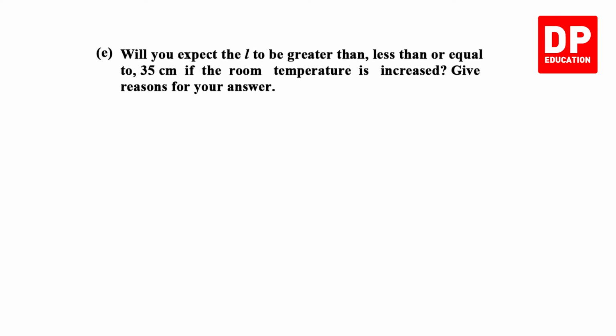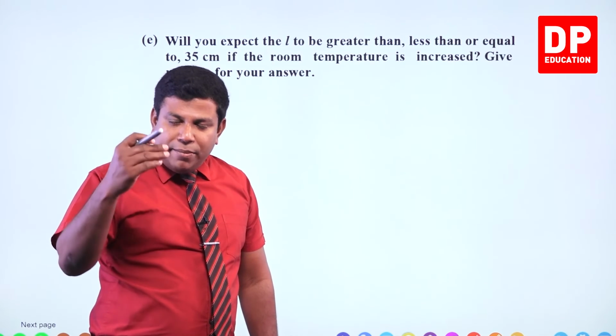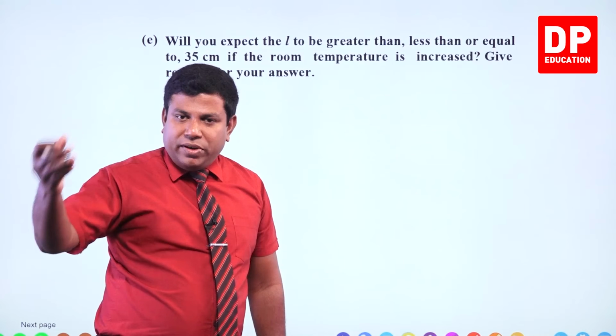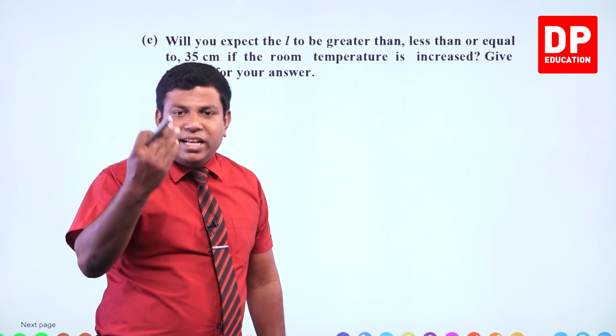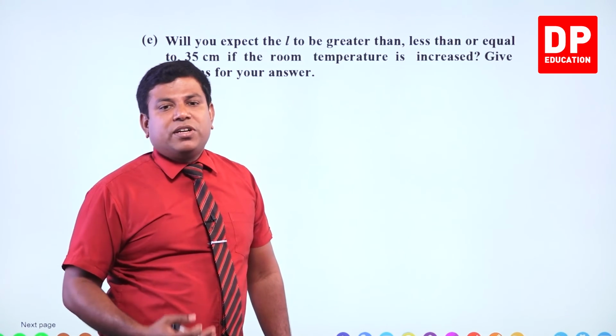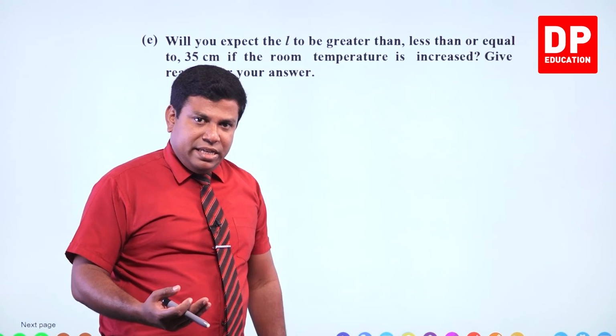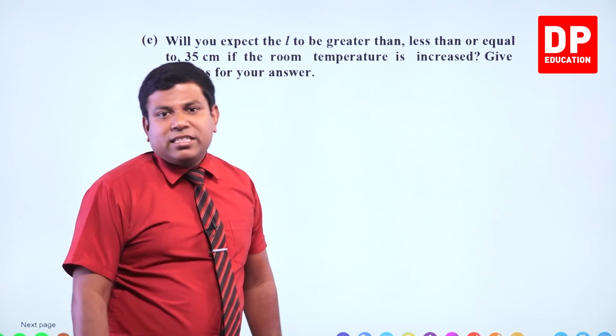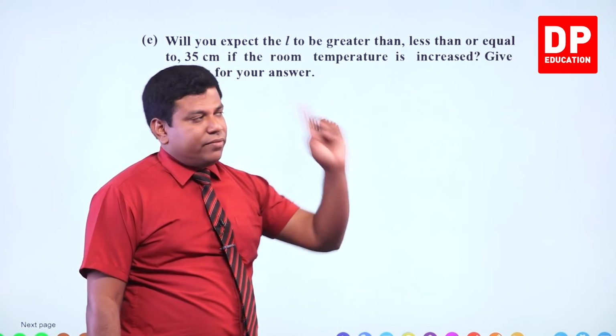Will you expect the L to be greater than, less than or equal to 35 centimeter if the room temperature is increased? Give reasons for your answer. When room temperature is increased, you know velocity of sound will increase. With temperature, velocity increases. V equals F lambda. If V increases, lambda has to increase because F is constant. Lambda is 4L, so L is lambda by 4. If lambda increases, L has to increase. So, after the temperature has increased, the length at which resonance takes place will be greater than 35 centimeter.